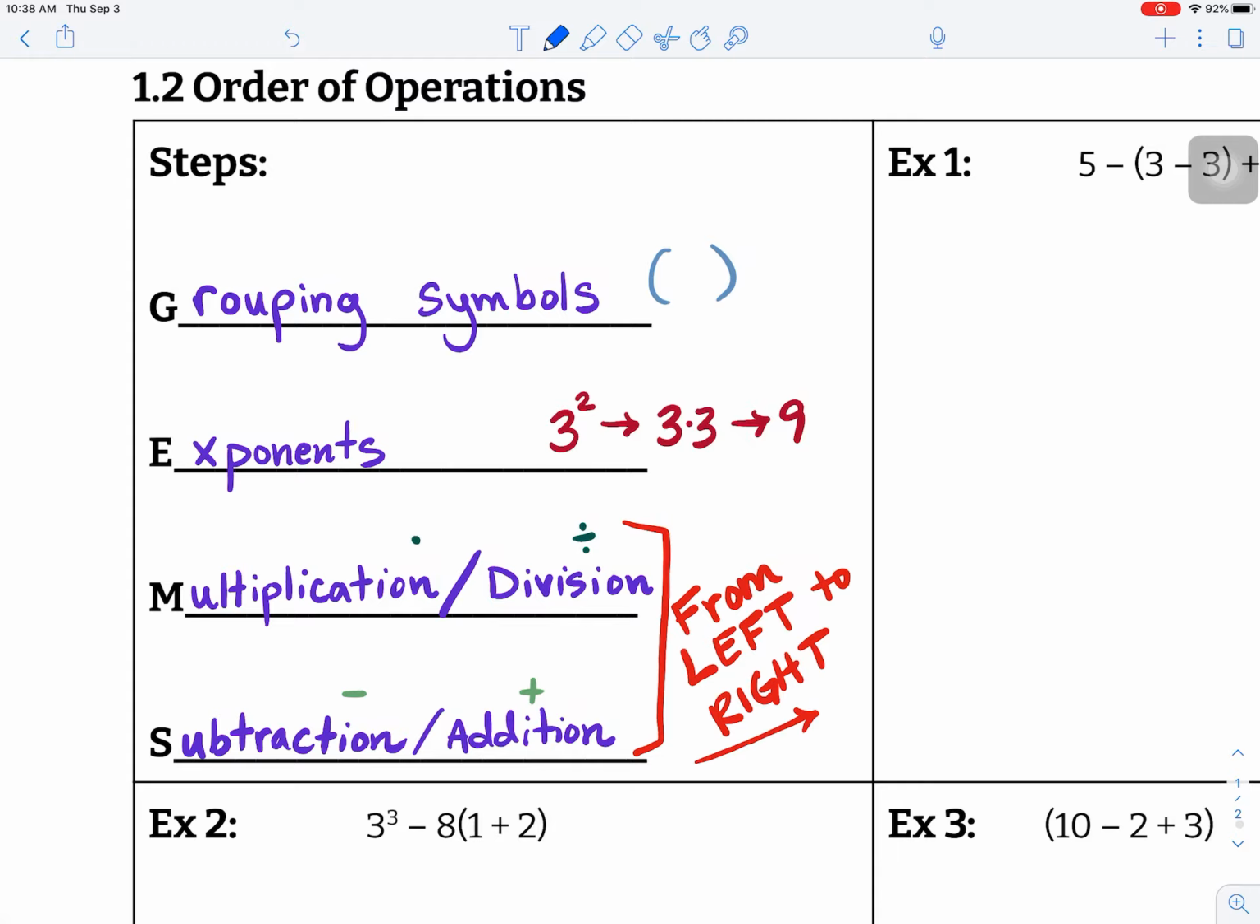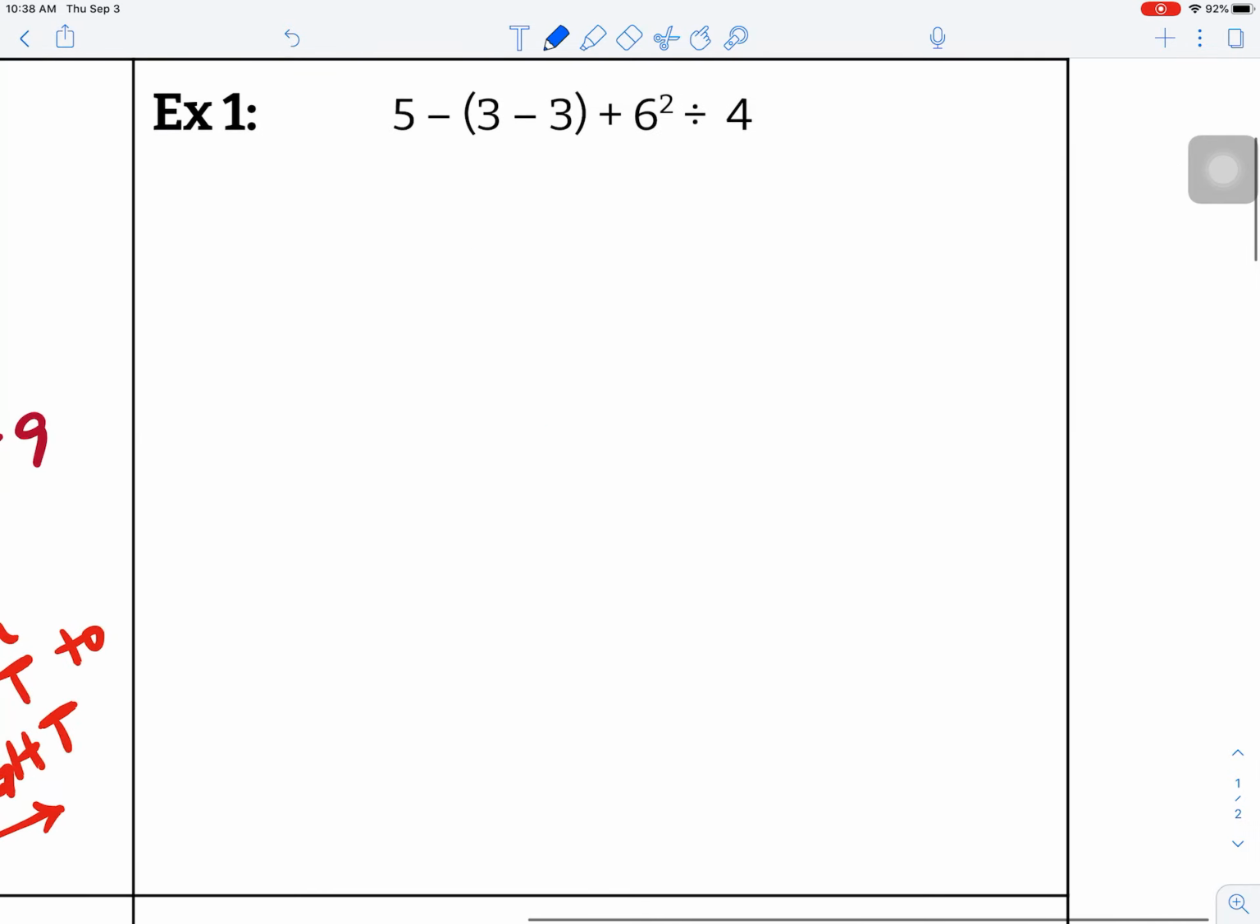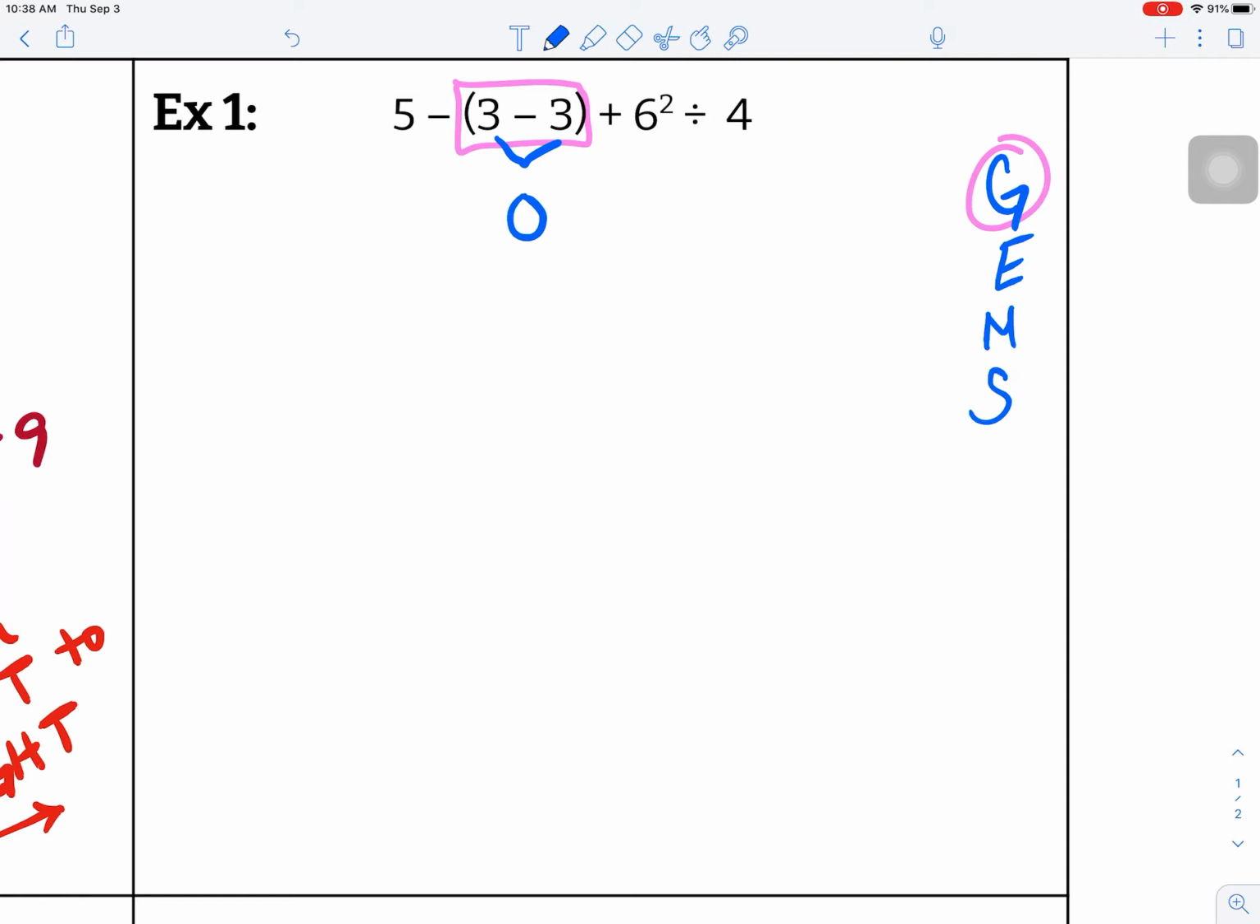So let's take a look at an example. So example 1. Whenever I'm doing a GEMS problem, I personally like to just rewrite my steps, and then it's kind of a good indicator for me to be thinking. So do we have any grouping symbols? Well, yes, we do. So that's what's going to happen first. So I see the parentheses. I do what's inside the parentheses. 3 take away 3 is going to be 0. Okay, I'm going to rewrite the problem. 5 minus that answer plus the other stuff here that we have not changed.